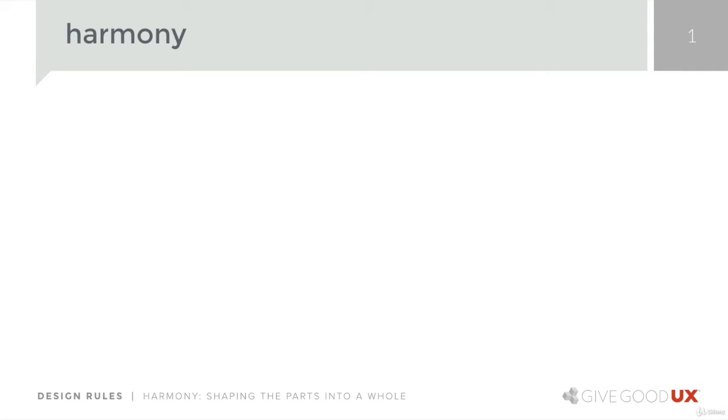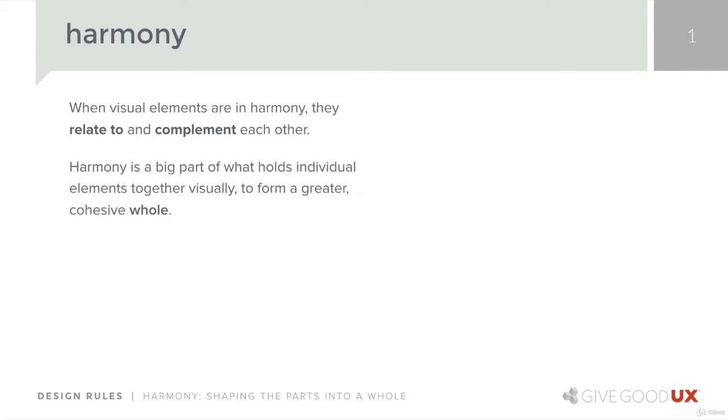The next principle on our list is harmony. Harmony happens when visual elements relate to and complement each other. Harmony is a big part of what holds individual elements together visually to form a greater cohesive whole. Remember, we talked about not seeing individual elements and seeing the layout, or what's on the screen, as a whole. Harmony is a big part of that, as you will see.